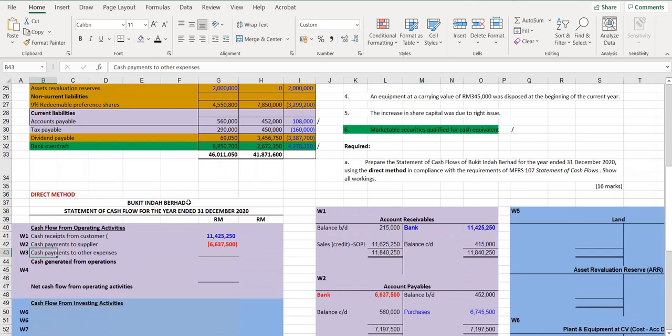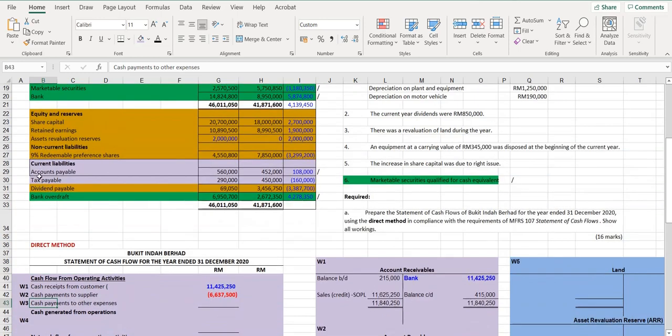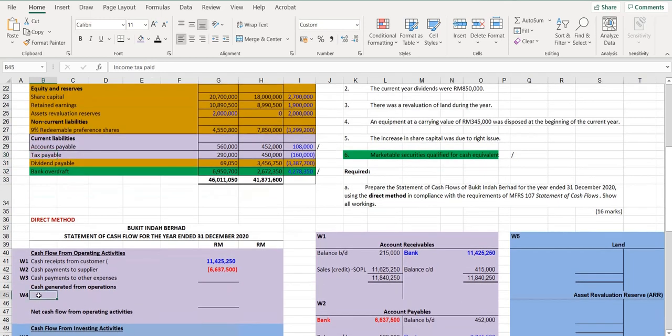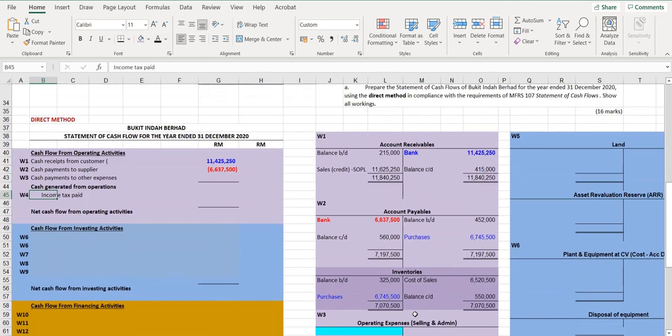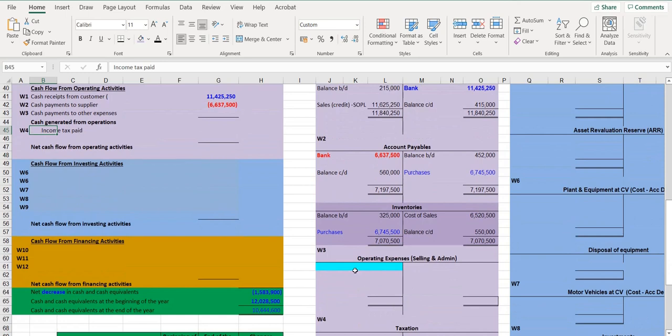So first, what you need to do is to check whether in the current liabilities section you have any accrued admin, accrued selling, or anything under accrued operating expenses. You can see here none. You have dividend as the accrued expenses, but that was under financing activities. You have tax payable, but tax payable has its own special row here already, right? So you don't have to put tax as part of the reconstruction to find the other expenses paid, because tax has its own special line item.